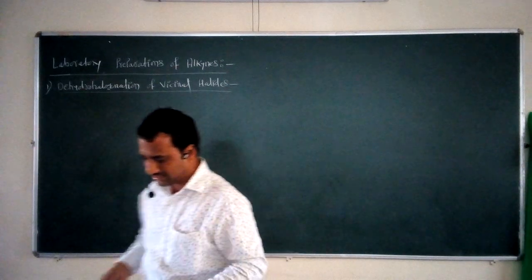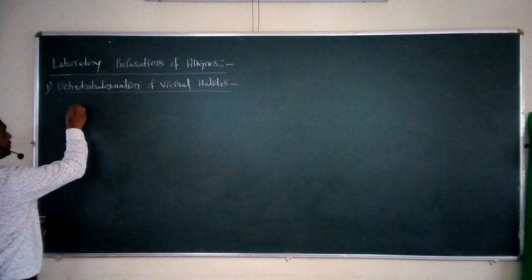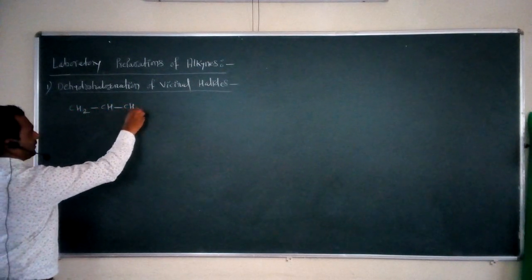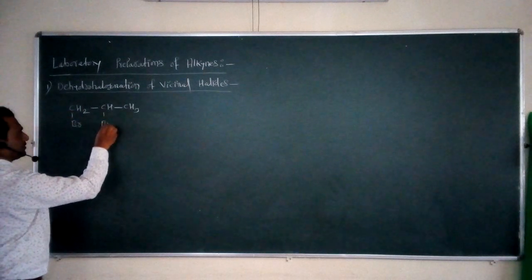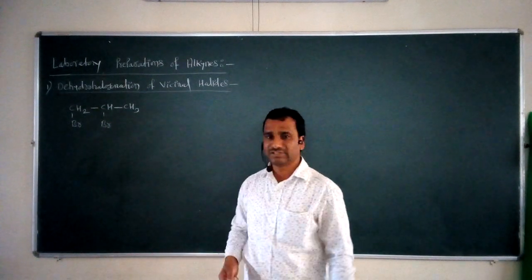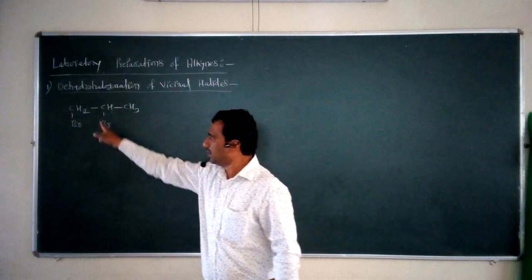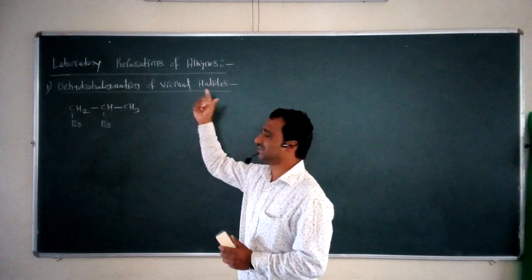So for our discussion, I take here the example of vicinal halides as CH2Br, CHBr, CH3. I take here the first bromine atom and this is the second bromine atom. So I take the example of vicinal halides as 1,2-dibromopropane. This is 1,2-dibromopropane, an example of vicinal halides.